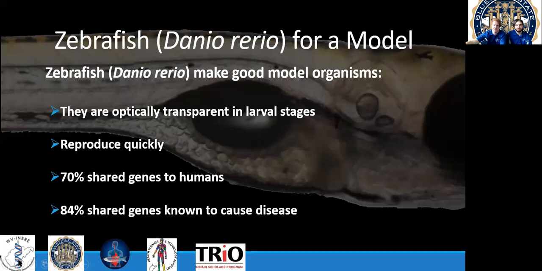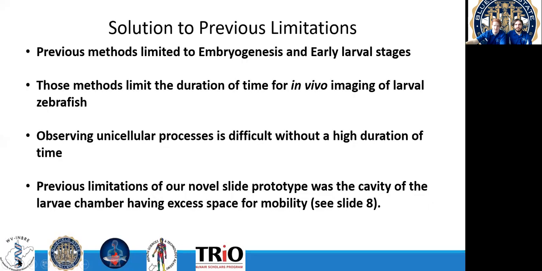Zebrafish as a model organism. They make good models because they are optically transparent in larval stages up to 14 days post-fertilization. They reproduce quickly and in large quantities. They share 70% of genes with humans, and of the 70%, 84% of the genes shared are known to cause disease. This 84% is significant for our research of diseases and disorders of lipid metabolism.